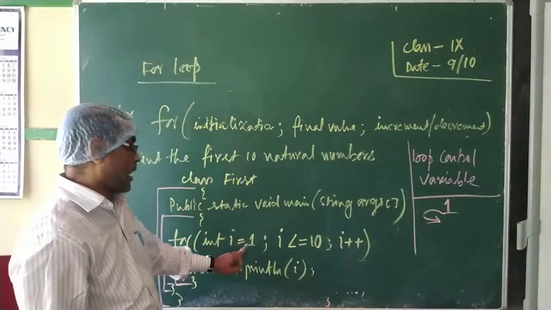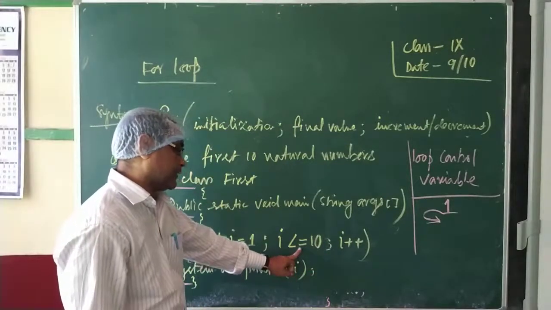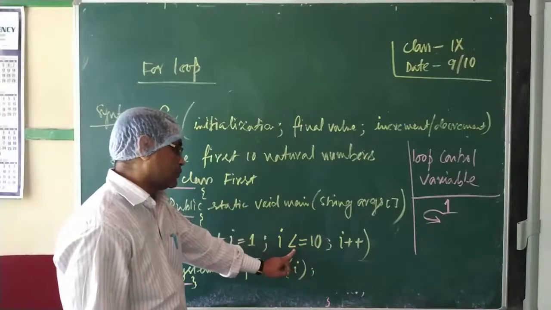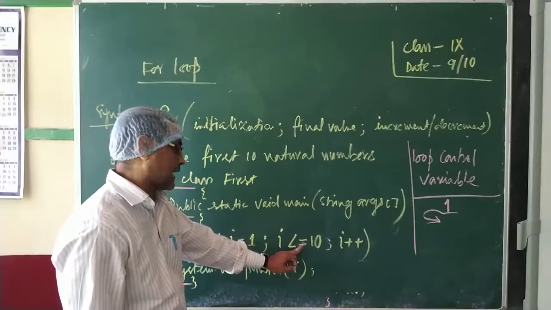Now i equals 1, then i plus plus, then i will be 2. Once i is 2, it will check the condition. The i value is 2; is 2 less than or equal to 10? Yes, the condition is true, so it is allowed to print.